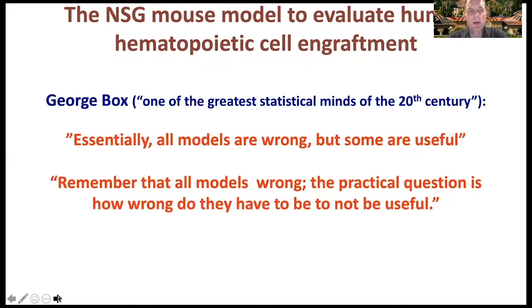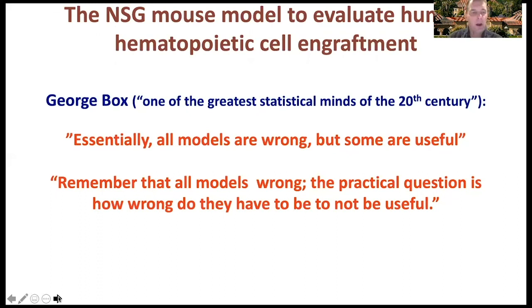So the other way we want to assess whether we've modified a stem cell is using an animal model. And George Box, who on his Wikipedia page is described as one of the greatest statistical minds of the 20th century, wrote, essentially all models are wrong, but some are useful. Or he rephrased that as, remember that all models are wrong. The practical question is, how wrong do they have to be to not be useful?